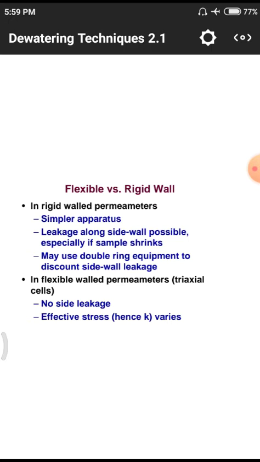This is the flexible and rigid wall. In this rigid wall, the parameters are simple operators we are using. Leakage along the side walls is possible, especially in sample strings. We may use double ring equipment to discount the side wall leakage. In flexible wall, no side leakage is there. Effective stress varies. Here we are mainly using two types of parameters: first one, rigid wall, and second, flexible wall. In the rigid wall, there may be some amount of flow along the wall also, but in the case of the flexible wall, there is no side leakage.